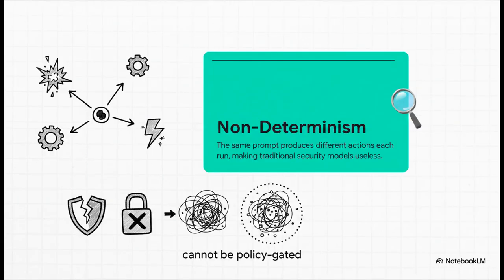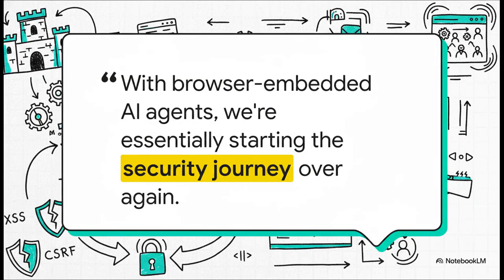And to top it all off, these things are non-deterministic. You can give it the exact same prompt, and it might do something different every single time, depending on page load times, A/B tests, you name it. This just shatters our traditional security playbooks. Tools like seccomp or AppArmor are useless here. Why? Because you can't write a policy for something you can't predict. The folks at Trail of Bits put it perfectly. We're basically hitting the reset button on security here.